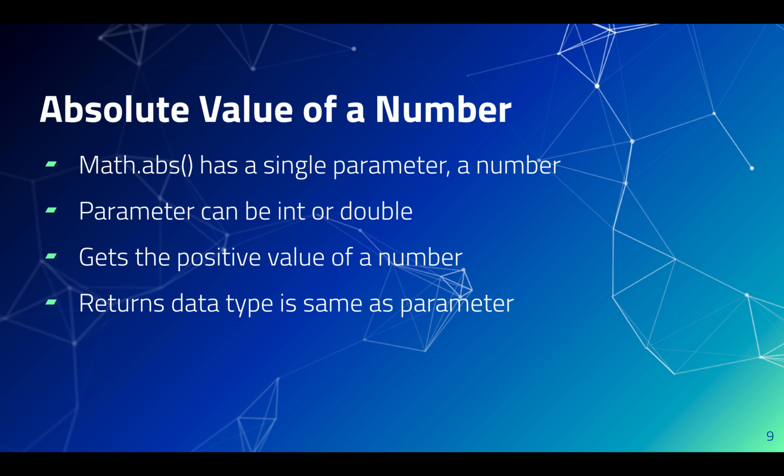So, getting the absolute value of a number. Math.abs is a method that gets you the absolute value of a number, which is just the positive value of a number. So it basically removes the negative from your number if there is a negative, and if the number is positive, the method does nothing to it. There's one parameter, which is a number, and it can be either int or double. The method will return the same data type as you gave it in the parameter. So if you pass in 10, because it's an integer, the return type would be an integer. But if you passed in 5.8, the return type would be a double.